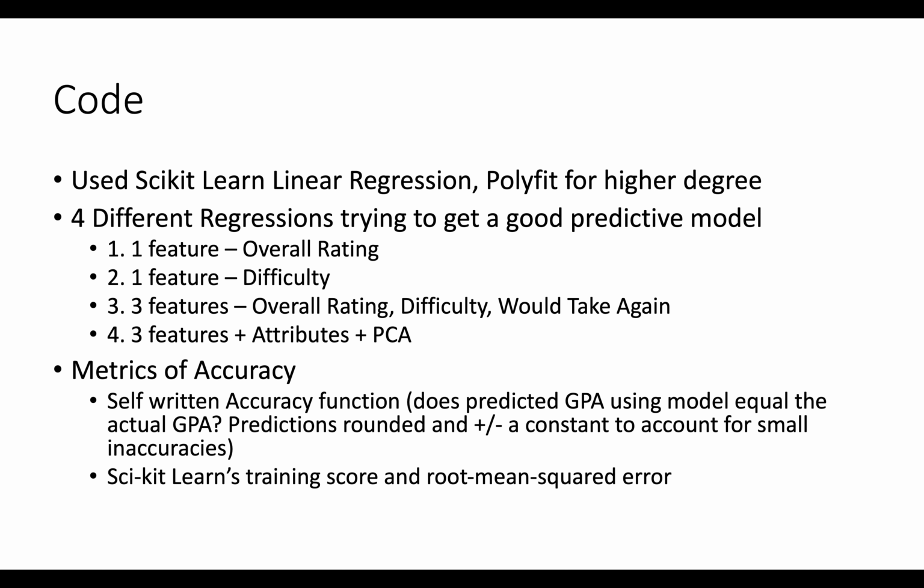So the metrics of accuracy to see if this fitting was good was the self-written accuracy function, where I'm just seeing if each data point correctly predicts the GPA versus the actual GPA. And for those predictions I did a little plus minus constant because there was a lot of variation in the data, and the accuracy would be really low if I didn't do that plus minus. And I also used scikit-learn's training score and root mean squared error to see the fitting's accuracy.